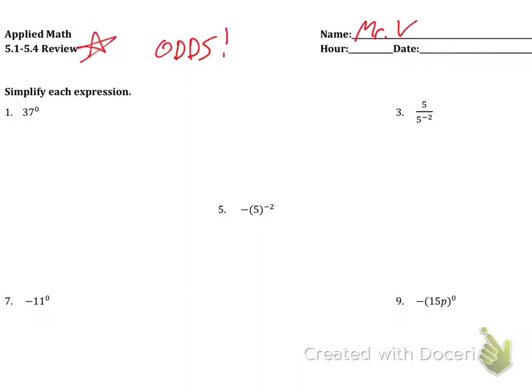So if we look at that first one, number one, we should always remember that anything raised to the 0 power is always going to be 1. So that's just a beginning one.